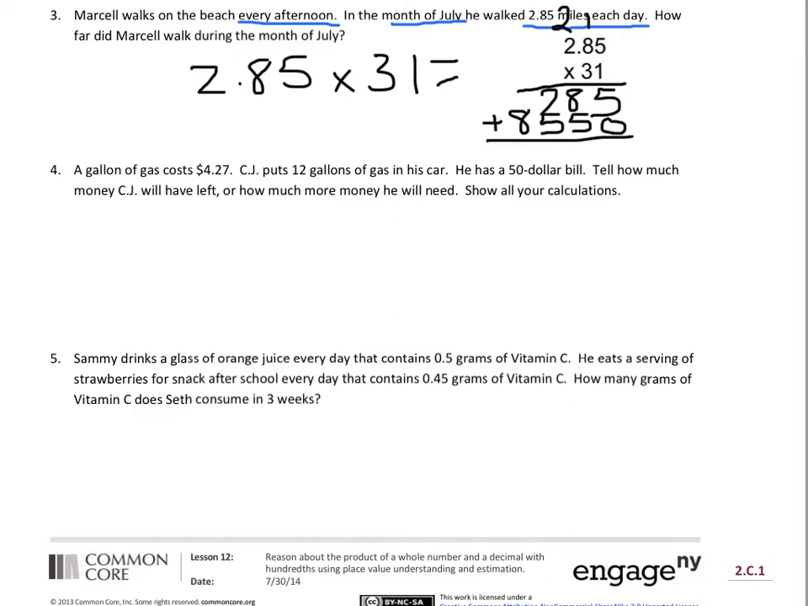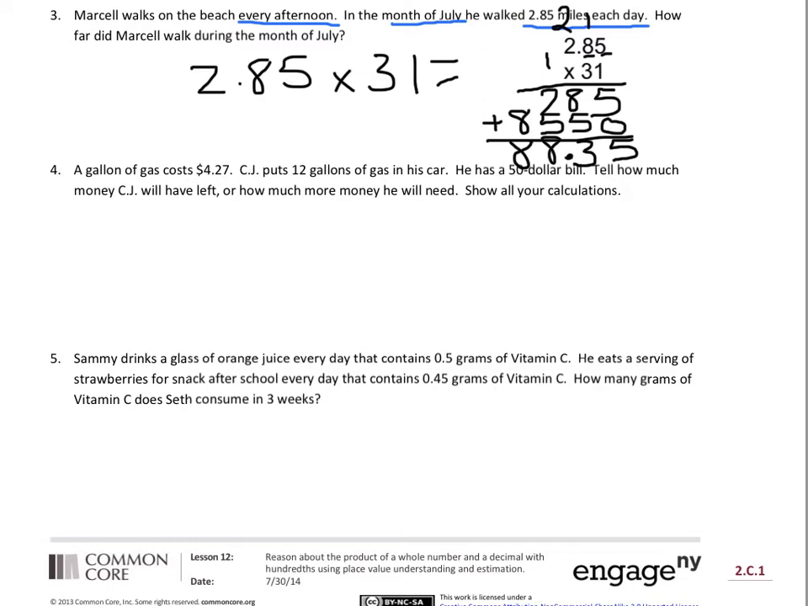Now we'll add. 5 plus 0 is 5. 8 plus 5 is 13, carry the 1. 2 plus 5 is 7, plus 1 is 8. 8 plus nothing is 8. Now we need to insert our decimal. We have 2 numbers behind the decimal, so we need 2 numbers behind the decimal in our answer.